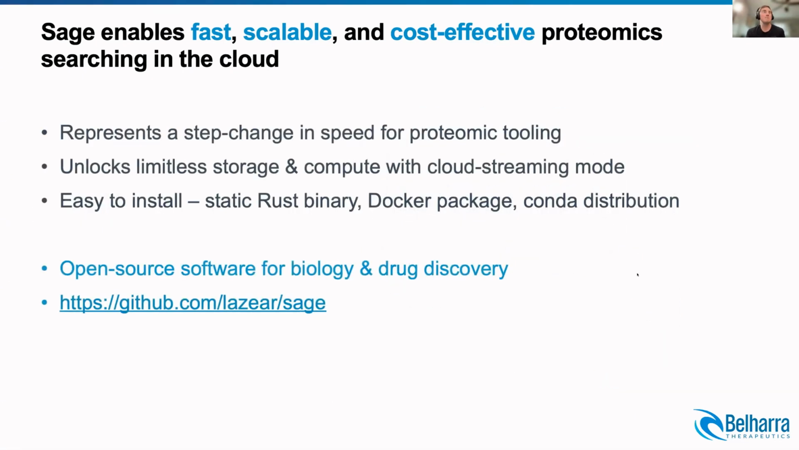I know I kind of blew through this, but in conclusion, Sage enables fast, scalable, and cost-effective proteomics searching in the cloud. It represents a step change in speed and scalability of proteomics tooling where it's feasible to search thousands of files at once now. It scales up to terabytes of data in minutes. Quite nicely, the ability to stream from S3 really unlocks limitless storage and compute.